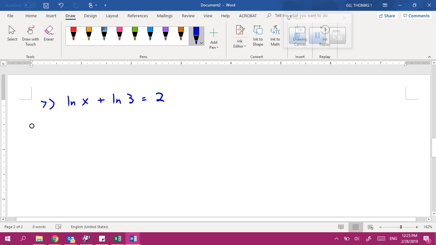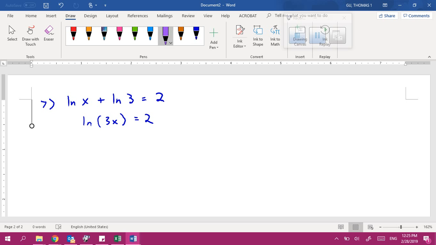That's right. So when you see more than one log, you want to combine them into a single log. And then as you said, when you combine these two, it would just be ln of x times 3, which is 3x. And then now from here, how would I solve it? Yeah, use the base of e on both sides to cancel the ln.